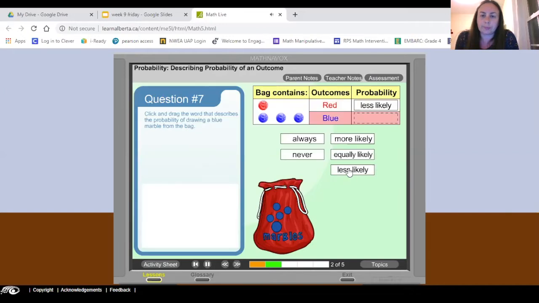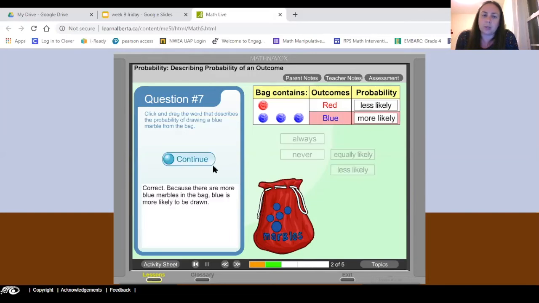Click and drag the word that describes the probability of drawing a blue marble from the bag. I would say now that there are more blue marbles than red marbles, so blue is more likely to be drawn.